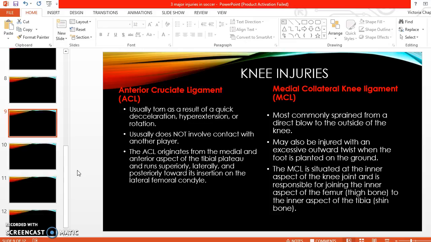The next one is the MCL. I actually tore my MCL playing soccer. It is most commonly sprained from a direct blow to the outside of the knee. It may also be injured with an excessive outward twist when the foot is planted in the ground. The MCL is situated at the inner aspect of the knee joint and is responsible for joining the inner aspect of the femur, which is the thigh bone, to the inner aspect of the tibia, the shin bone.